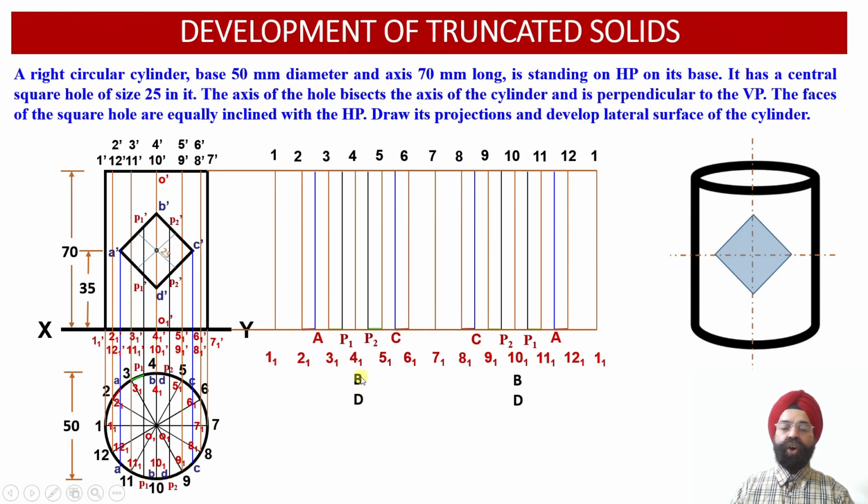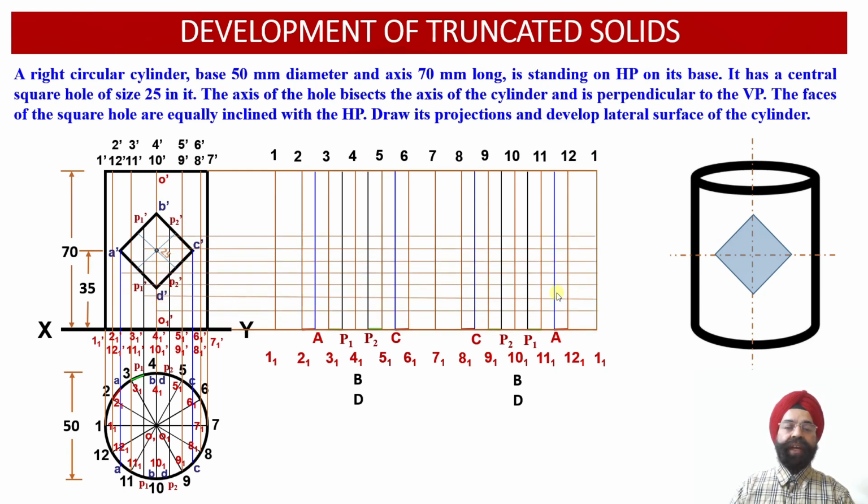So the projectors corresponding to the points B and D, and 4, 4 1 and 10, 10 1, have coincided with each other, that is, onto these two vertical projectors, 4, 4 1 and 10, 10 1. So the 2 points of intersection corresponding to the points B and D will be located over here and over here as well.